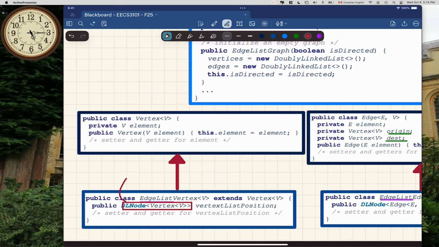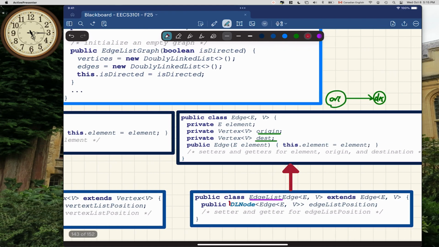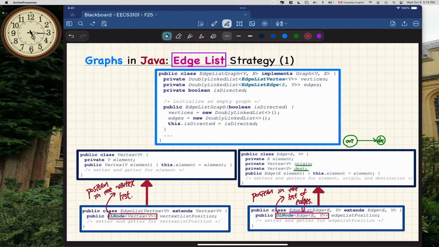So this will be the position in the vertex list. I'll show you one diagram in just one moment. And also here, this will be the position in the edge list. Position in the list of edges. Okay? And one more class, and then we can see some visualization.